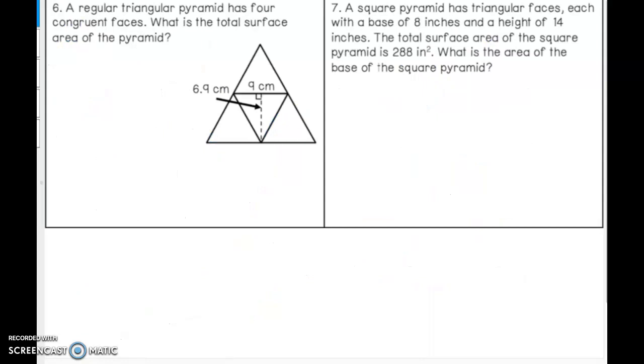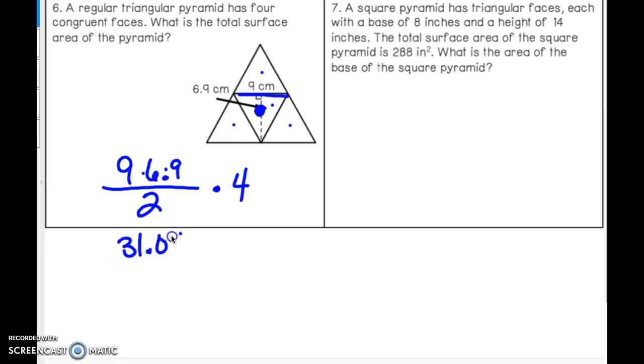All right. A regular triangular pyramid has 4 congruent faces. That means if we find this one, we can just multiply it by 4. What is the total surface area? Well, let's go. Base times height. So 9 times 6.9 divided by 2, and then we have to times that by 4. So let's do this part. 9 times 6.9 divided by 2 is 31.05. And since I have 4 of them, I'm going to multiply that by 4, and I get 124.2.